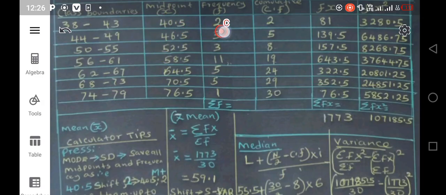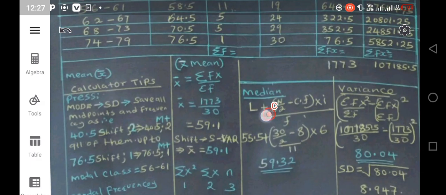45.5, you go to shift, you place a semicolon, you save it with M plus, and then you save 46.5, shift comma, M plus. You save these three, and then you can have 52.5, you go to shift, the semicolon, which is the comma on your calculator. Whenever you place it, bring the semicolon, you place 3, you save it with M plus. You're going to see n, the sample size, increasing down up to when we have 30.